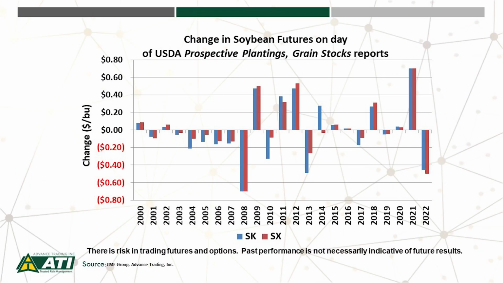Now what we're looking at here is SK, old crop soybean futures, and SX, new crop soybean futures. We're looking at the change from the previous day's trading on the day that those reports are released. And you can see there certainly can be, not a guarantee by any means, but there can be quite a bit of price volatility. Two years ago, for example, sharply higher prices. Last year, sharply lower prices.